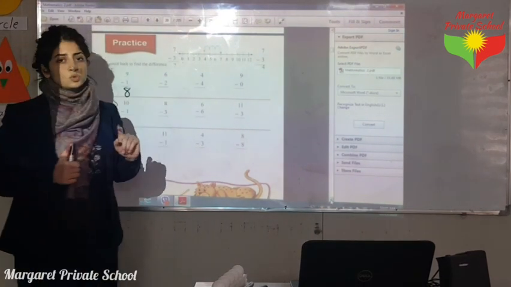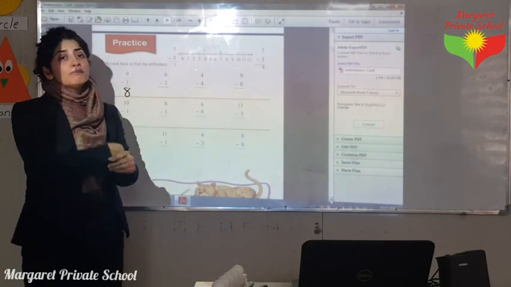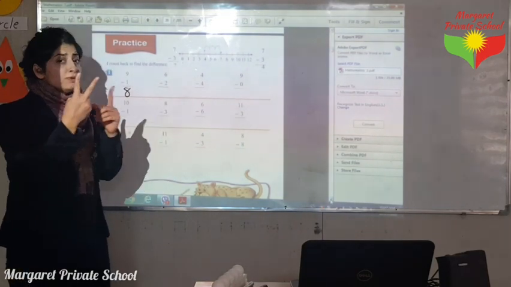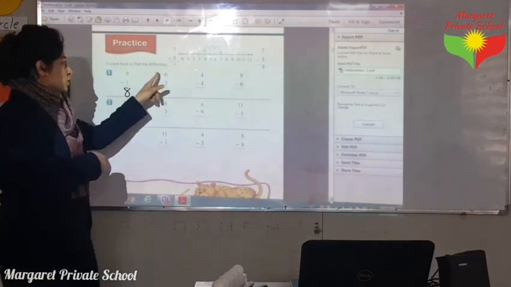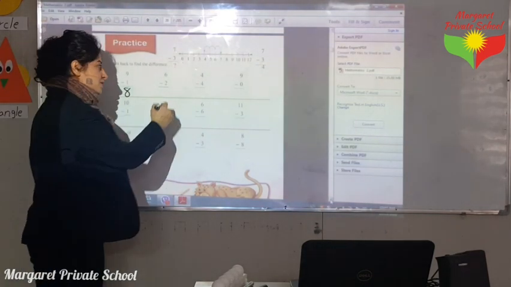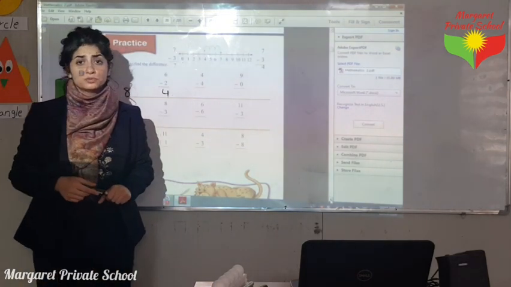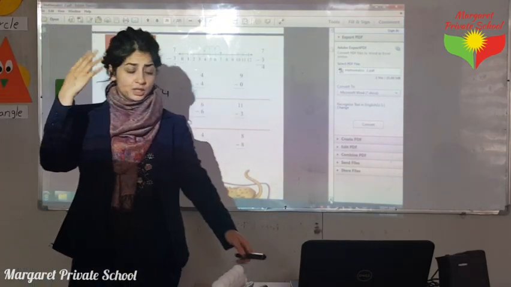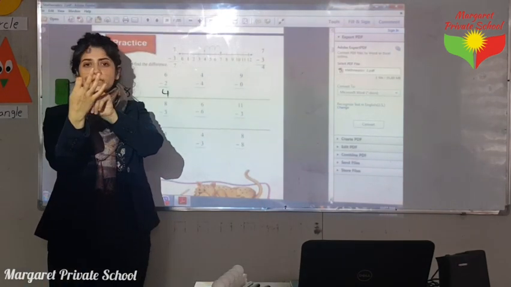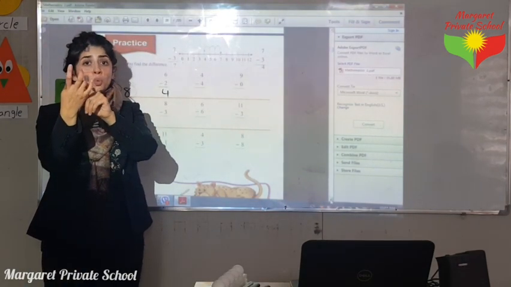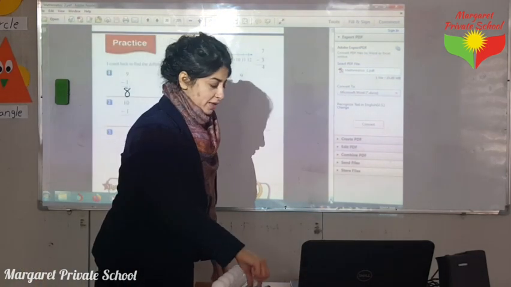6 minus 2. The first number from brain and the second number from hand. Before number 6, 5 and 4. So, 6 minus 2 is 4. 4 minus 4, 4 from brain and 4 from hand. Before number 4, we have 3, 2, 1, 0. So 4 minus 4 is 0.